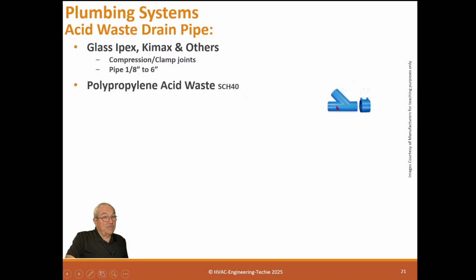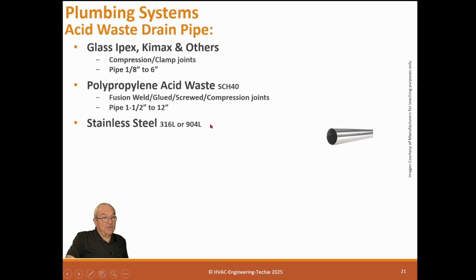Polypropylene acid waste, Schedule 40, special acid waste fittings with special couplings. Fusion weld, glued or screwed compression joints. Yeah, it's 1 1/2 inch to 12 inch, so a little bigger pipe with this. And stainless steel 316 or 304L. Now glass is expensive, but stainless steel is really expensive. But if you need it, you need it.